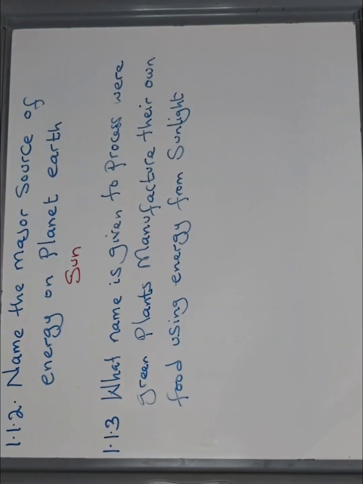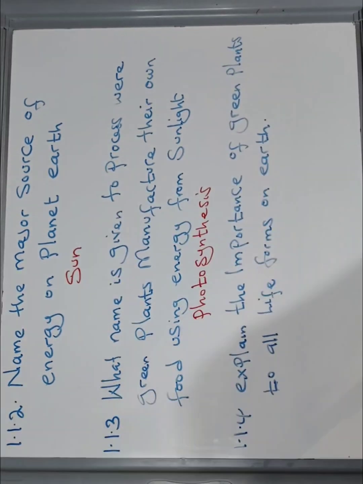Then comes this question. It says, what name is given to the process where green plants manufacture their own food using energy from sunlight? What process is that? The process is referred to as photosynthesis.